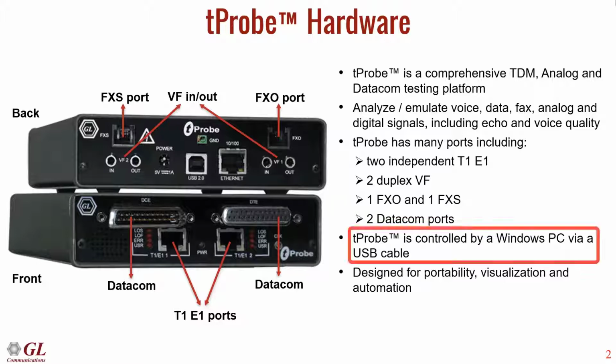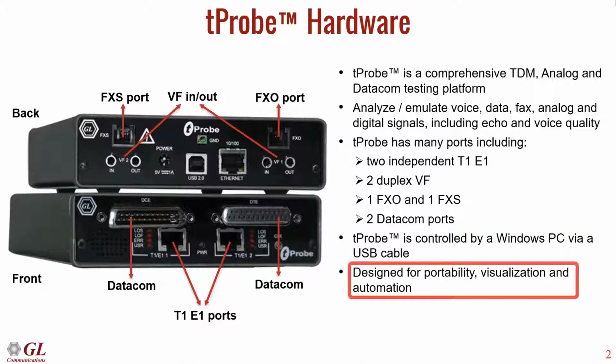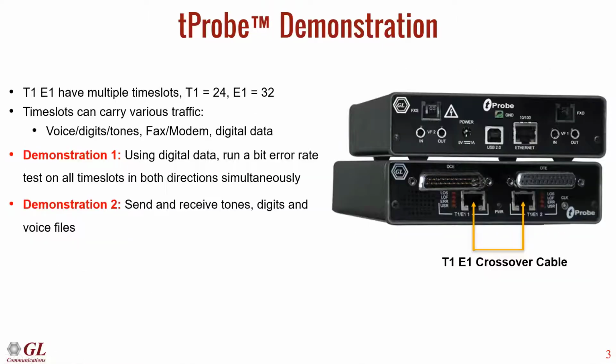The tProbe is controlled by a Windows PC via a USB cable. It is designed for easy portability, visualization, and automation. TDM technology uses time slots. T1 has 24 time slots, and E1 has 32 time slots. The time slots can carry various traffic, including voice, digits, tones, fax, modem, and digital data.